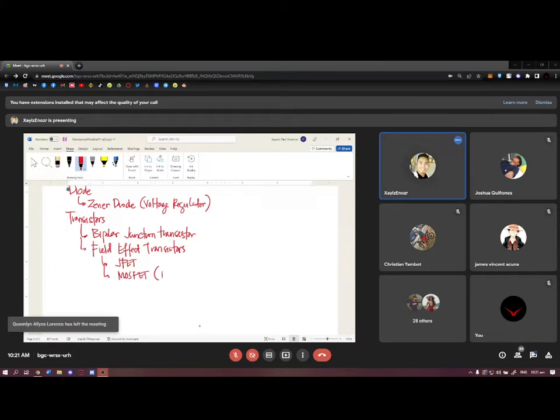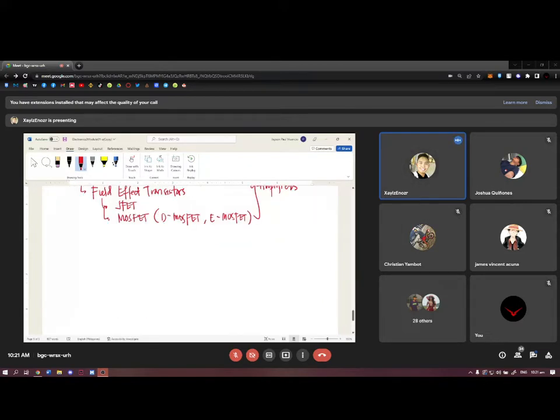Yung D, tsaka yung E MOSFET. D stands for depletion mode MOSFET and E, enhancement mode MOSFET. And na-discuss din natin how this transistor can be used as amplifiers. Okay? So, yan yung summary ng napag-aral natin for Electronics 1, Electronics 2.